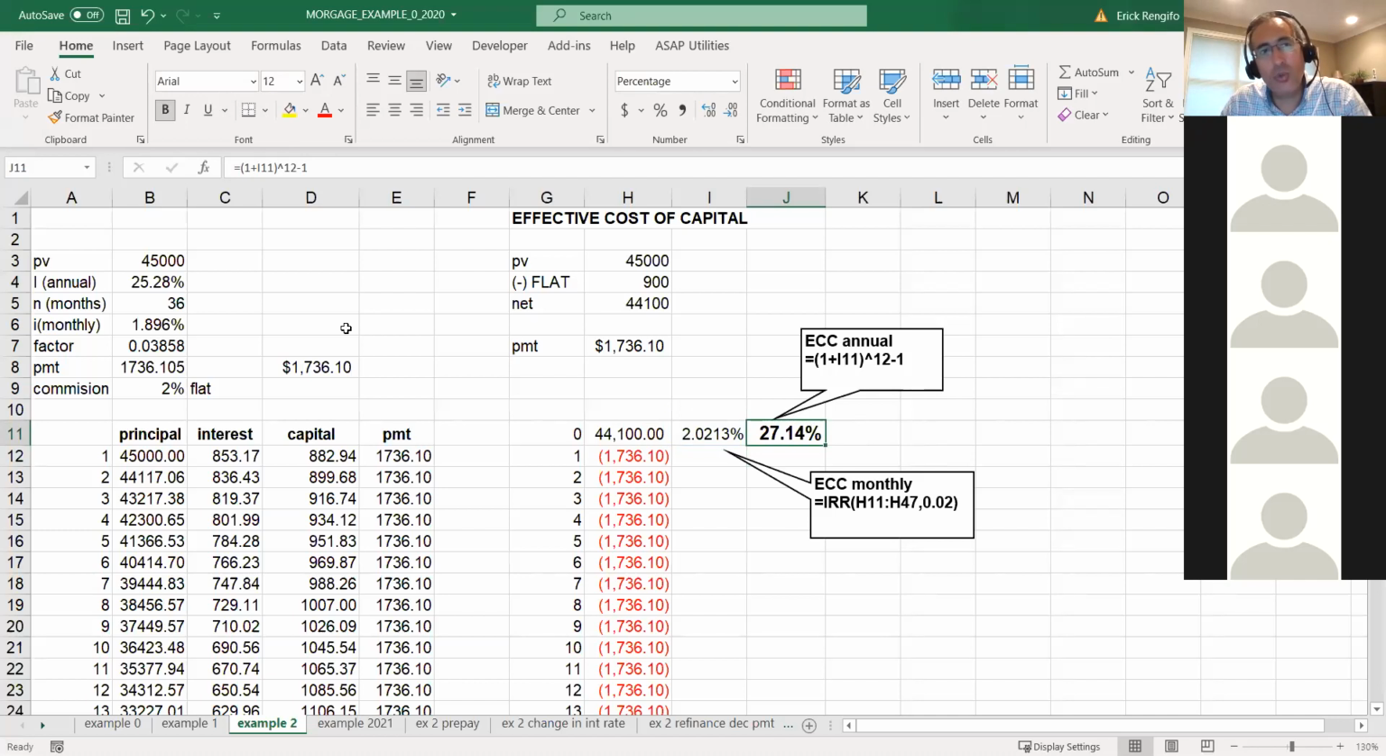And now you can compare this 27 with this 25. So basically the bank tells you you're going to be paying 25% on average per year, but indeed you are going to be paying 27.14%. Okay, and if the question doesn't state anything about simple and compounding, we know that it is compounded and it's annual. Wait a second. Yes, yes.